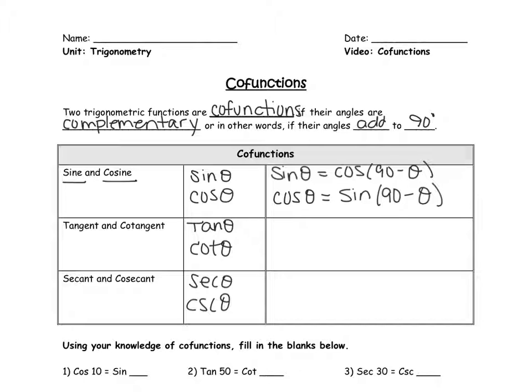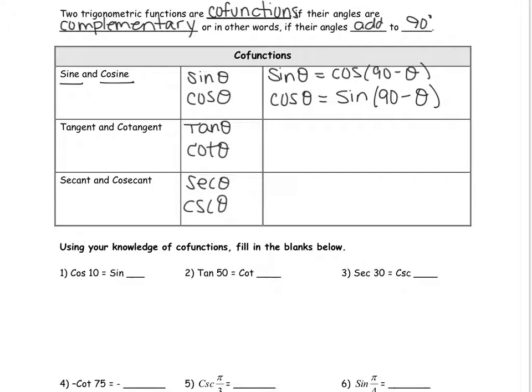So now that I've given you this definition, let's do an example. Using your knowledge of cofunctions, fill in the blanks below. We know that sine and cosine are equal if their angles add to 90. So if this is theta, or 10, then what does this have to be in here? 90 minus theta. So this has to be 80. And the way that you get that is by doing 90 minus 10. And then that's how you get 80.